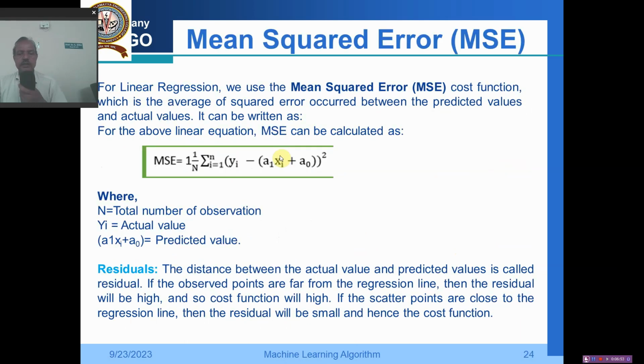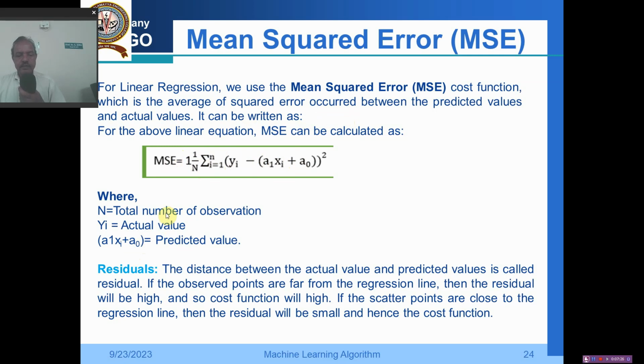Now for linear regression we use the mean squared error or MSE cost function. What is that? Let us see. We have a formula to calculate the mean square error. MSE is equal to 1 by n into summation of i equal to 1 to n of (yi minus (a1 xi plus a0)) squared. Here a1 xi plus a0 is the predicted value, because we predict using the straight line, and yi is the actual output.